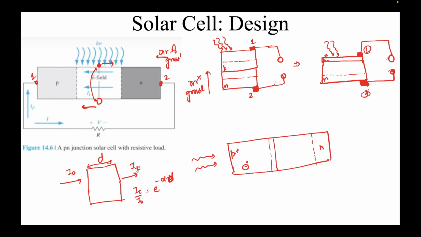So you can see that the transmitted light will naturally be of a smaller intensity. Intensity essentially means number of photons, so there will be a smaller number of photons. That's what I'm saying. If I make this p plus region very thick, then this exponent increases, and thus less of the light will reach the depletion region.